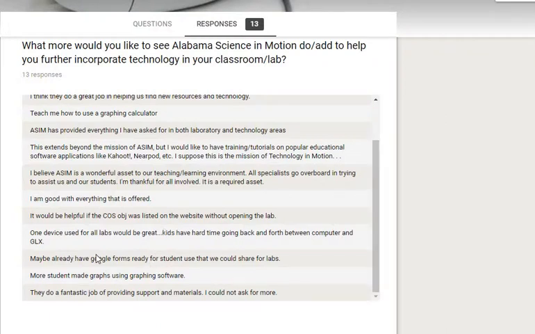Alright, and on further comments, one teacher said maybe already having Google Forms ready for students to use that they could share for labs. More student-made graphs using graphing software. And then here somebody just says that they think Science in Motion does a fantastic job providing support materials and they could not ask for more. So I'd like to thank that person for that compliment.